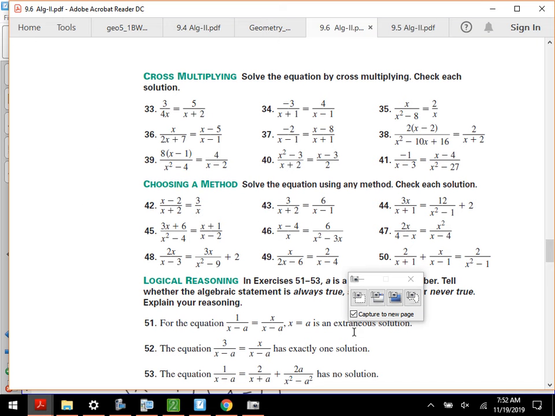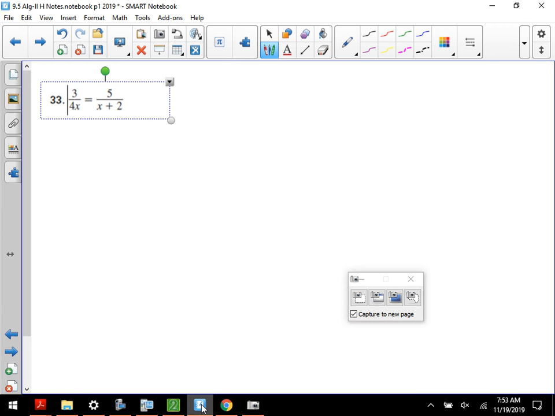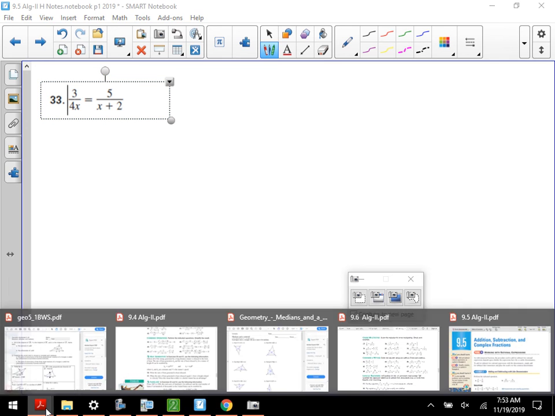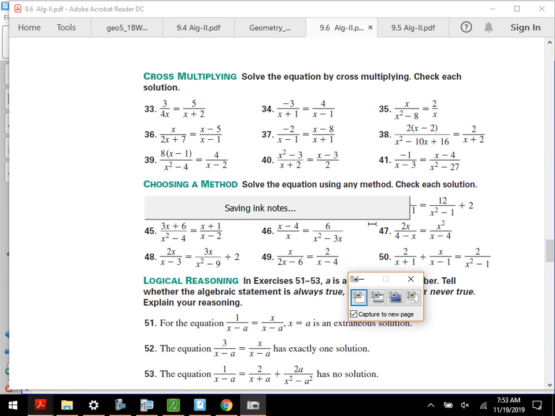What was the other one in there that was goofy? Anything? Yes, ma'am. 33. Again, this one's fraction equal fraction. Just cross multiply. You said 40. Oh, I thought you said 33, sorry. Again, still fraction equal fraction. Cross multiply.